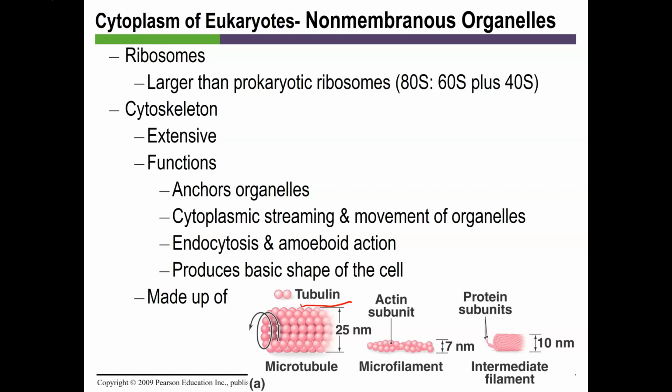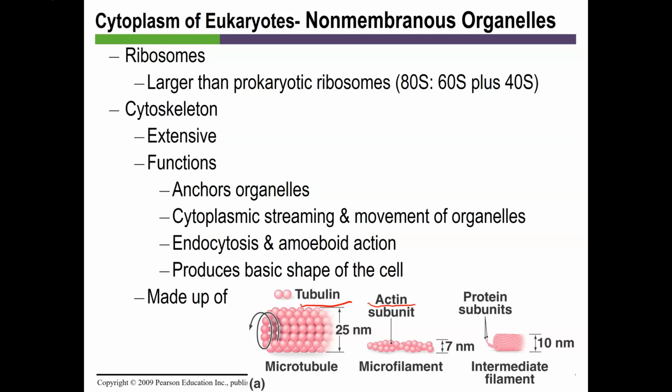Microtubules are the larger of the cytoskeleton components. A microfilament is smaller. It's also made of protein called actin. It's the same actin protein that you find in your muscle cells. Here it plays a role in the cytoskeleton.